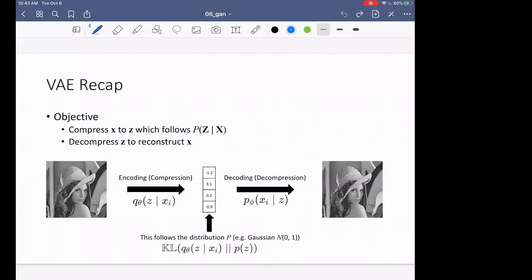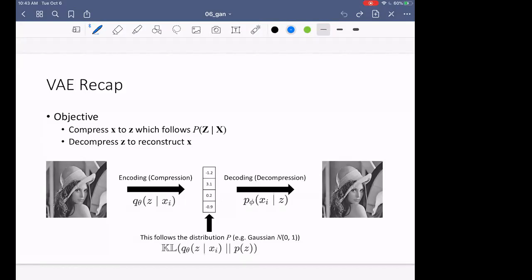All right, the VAE recap. I hope that everybody is fully clear on the working mechanism of VAEs. The objective is to compress X to Z, which follows a certain distribution, the posterior distribution expressed as p(z|x), which is intractable.